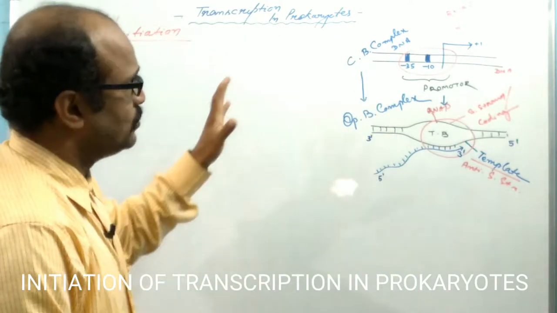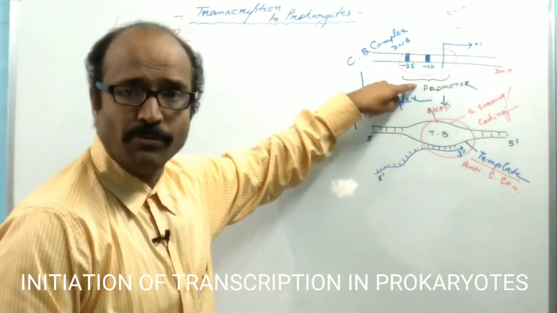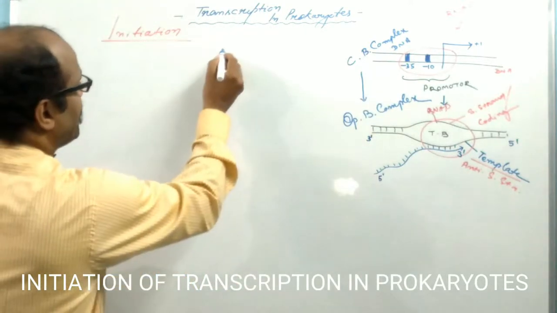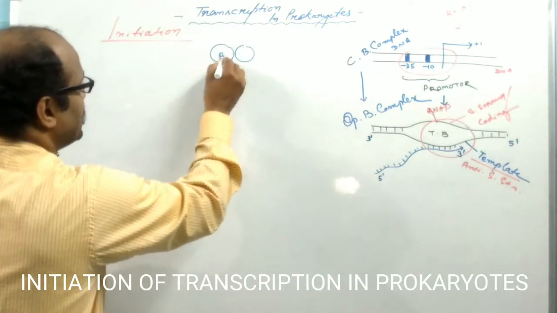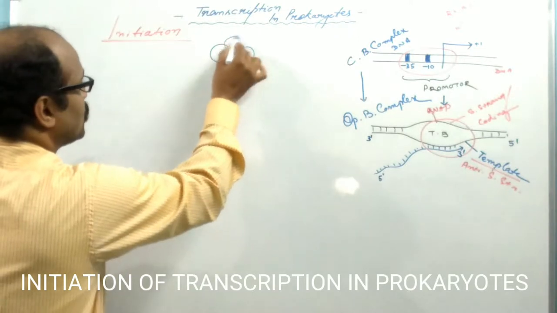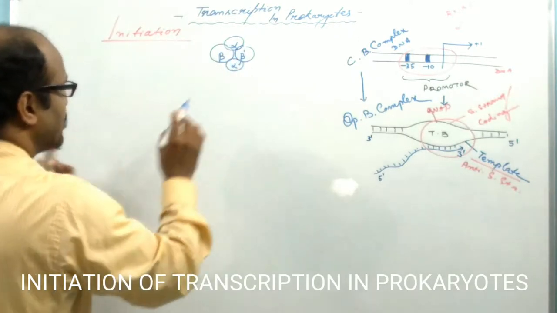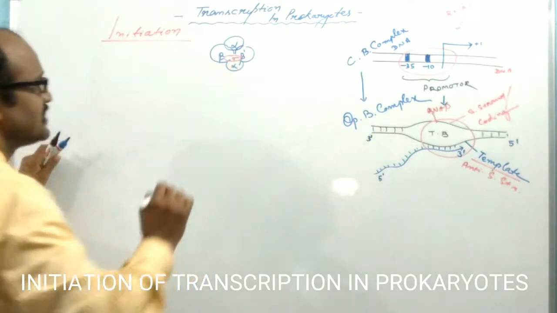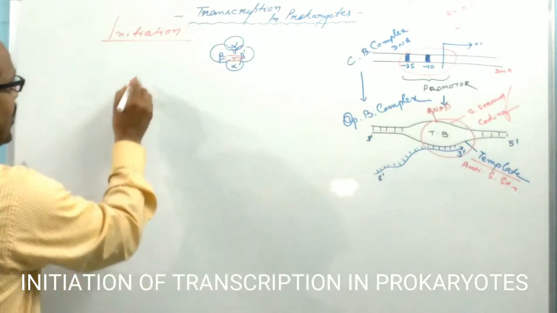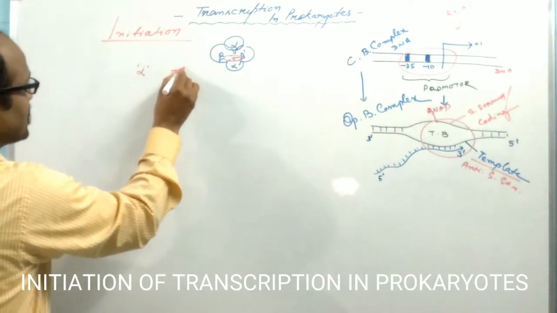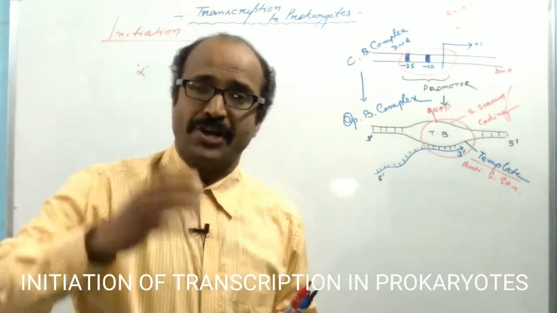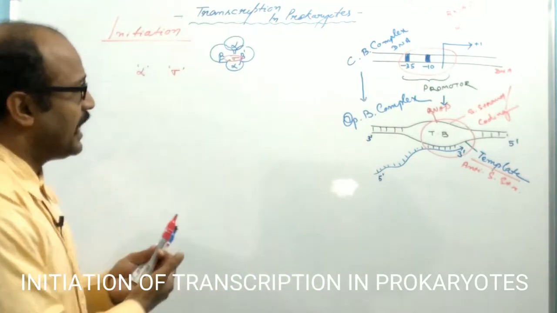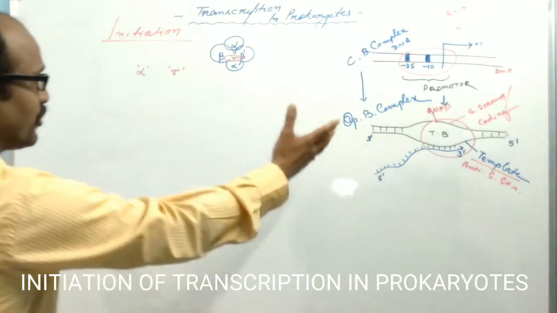So let's proceed to how the RNA polymerase recognizes the promoter region. In my last video, I discussed that the RNA polymerase has a beta prime subunit, 2 alpha subunits, and another factor known as the sigma factor. So the alpha subunit and the sigma factor both recruit the RNA polymerase core enzyme.